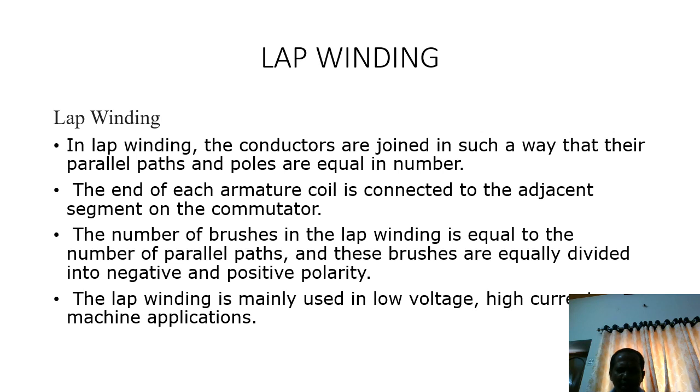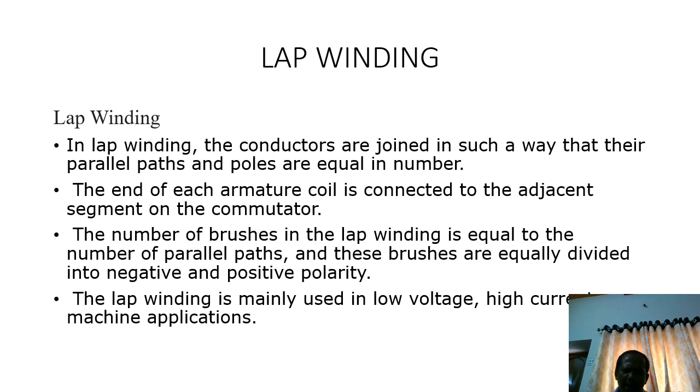So we observe in the commutator, which has a number of commutator segments, each segment is connected to an armature coil. That means the end of each armature coil is connected to the adjacent segment on the commutator. We are discussing the case of lap winding.